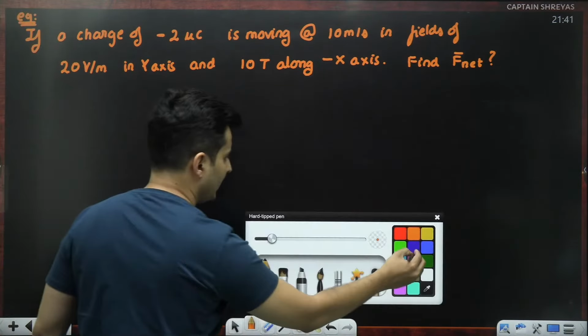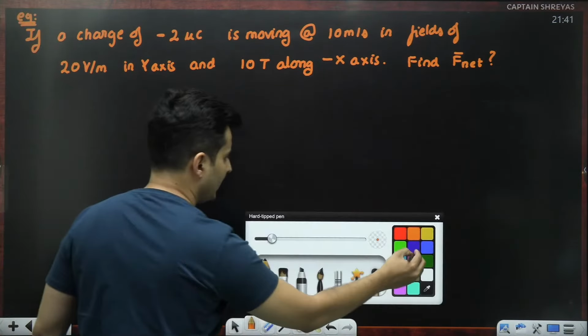Try to recollect the formula, velocity cross B. If velocity and magnetic field are in the same direction, the angle will be 0, and sine 0 is 0. So for this component, won't there be any force? Yes, there will be no force on this, because velocity is parallel to the magnetic field and sine of 0 is 0. The cross product will be 0.